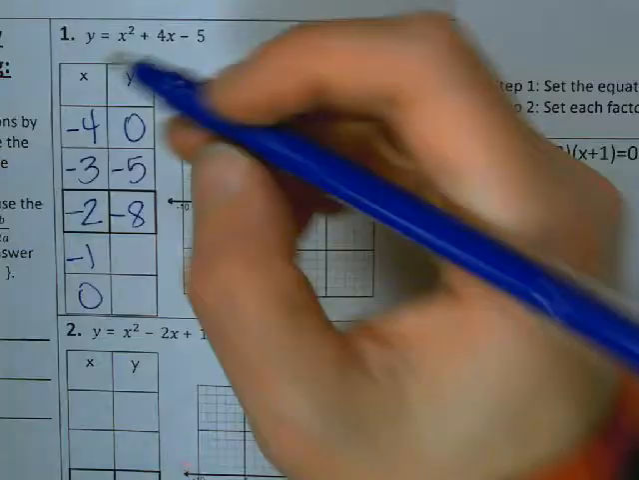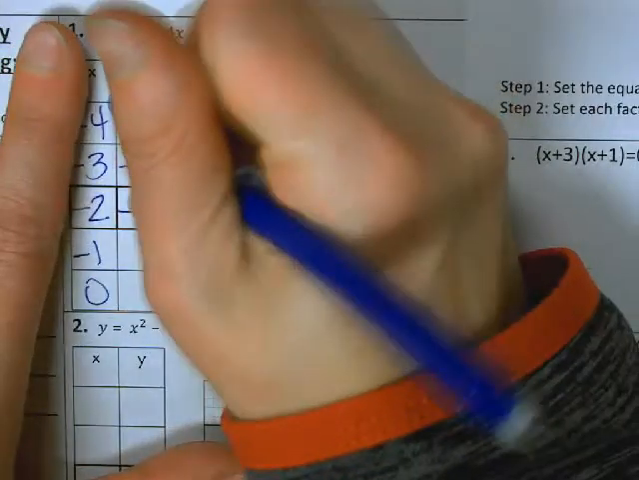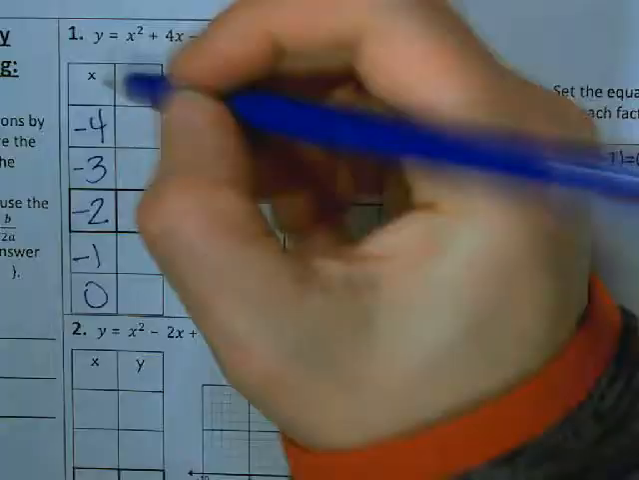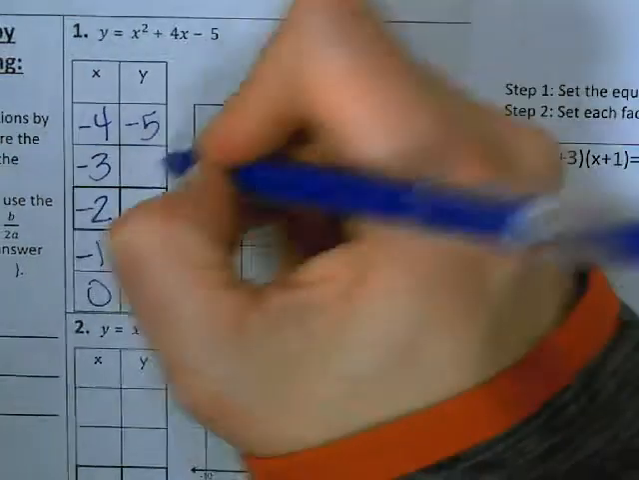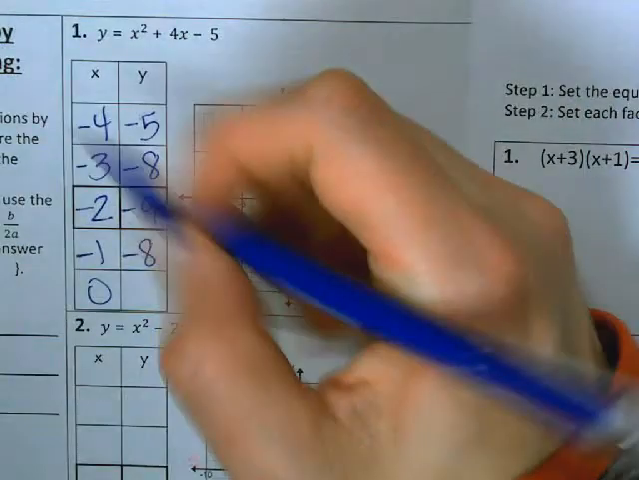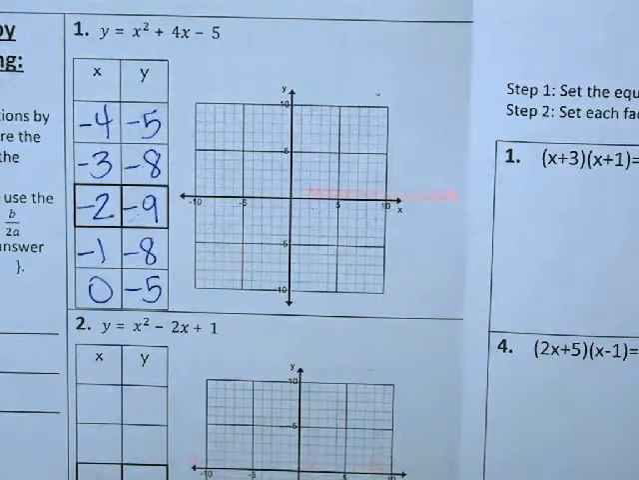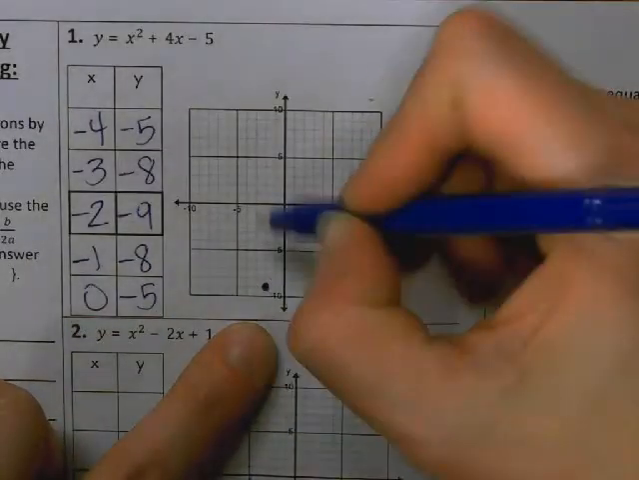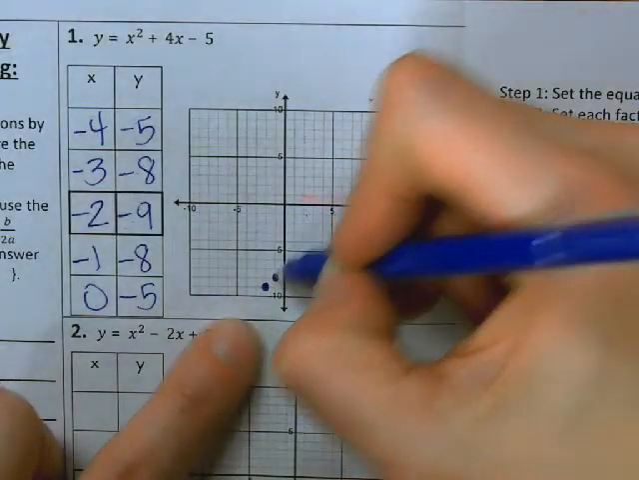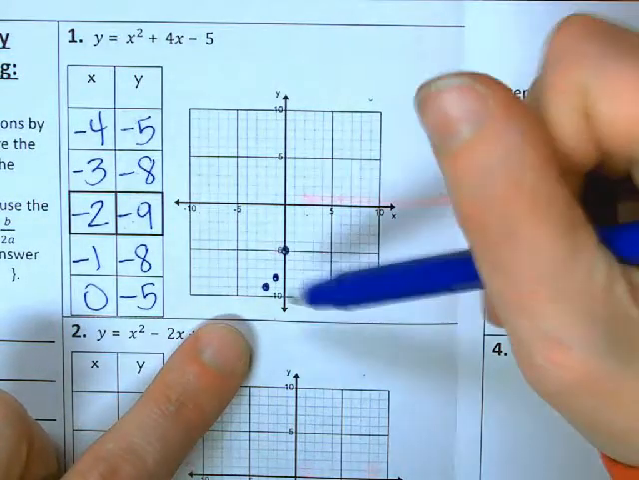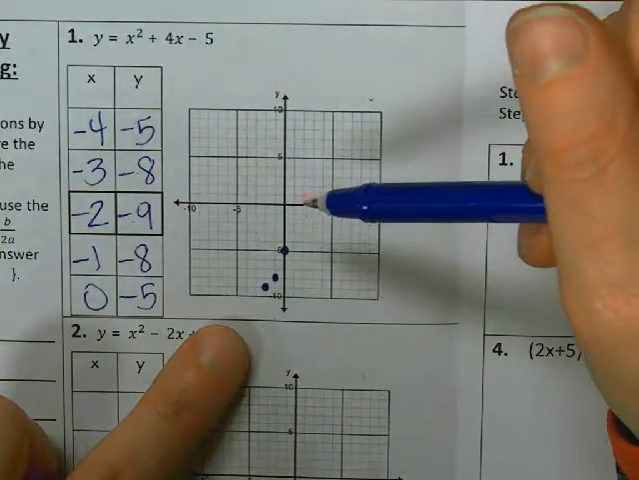Whoops, I copied something down wrong. Shoot. At -4, it's -5. And then you just go ahead and graph these points. So it's (-2, -9), (-1, -8), (0, -5). And if you notice, I always start in the middle and work my way up.